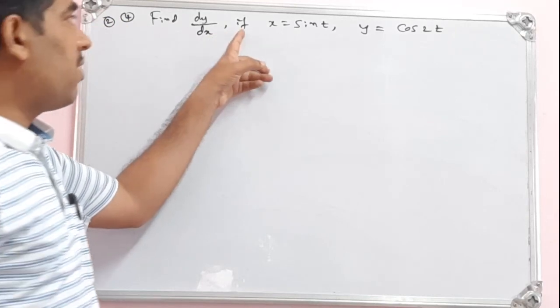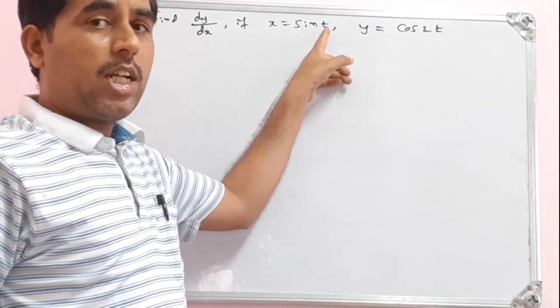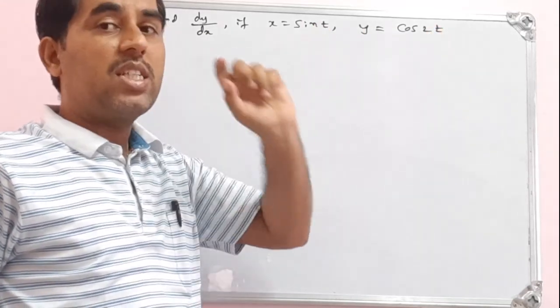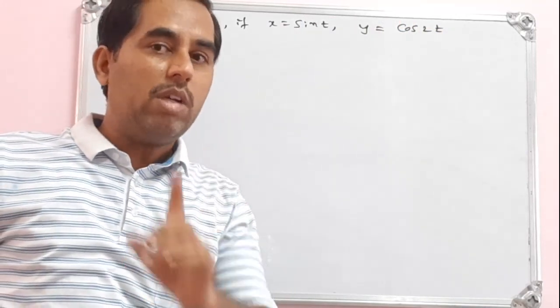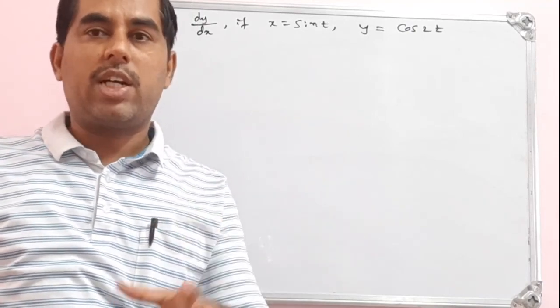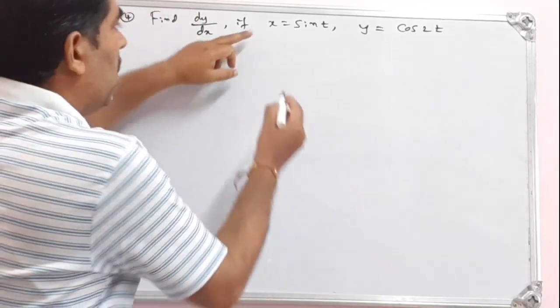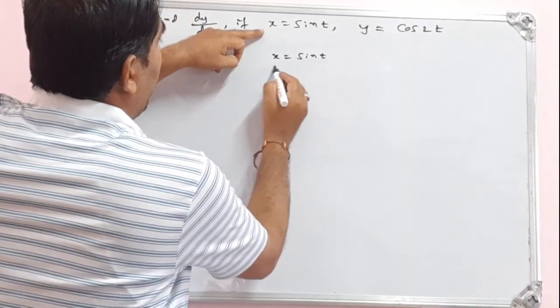Find dy by dx if x is expressed in the form of parameter t and y is expressed in the form of parameter t. So t is the parameter. We have to differentiate both x and y with respect to t. In the previous example, theta was given, so we differentiated with respect to theta. For these two functions, we have to differentiate with respect to t. So you take x is equal to sin t.